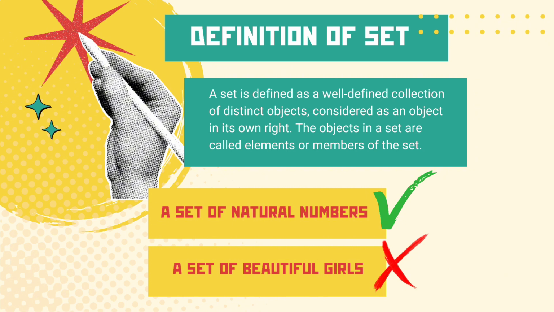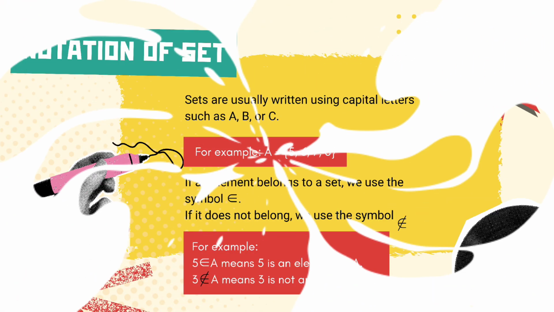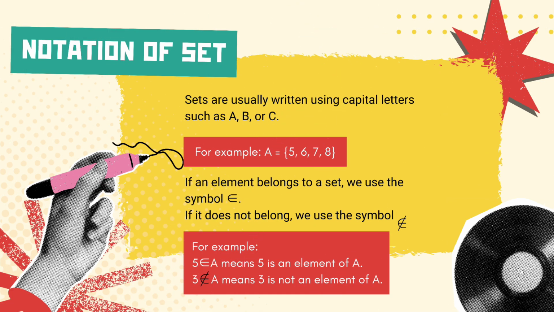But something like a set of beautiful girls is not a set because the word beautiful is subjective and not clearly defined. Sets are usually written using capital letters such as A, B, or C. The elements are written inside curly brackets. For example, the elements of set A are 5, 6, 7, 8, and 9.